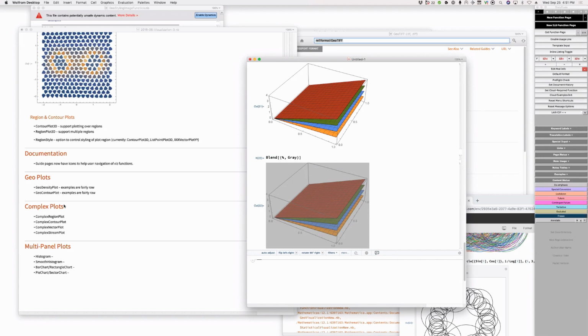Okay, let's keep going here. Multi-panel plots. There's nothing to look at with those. It's just the list of things that are going to get multi-column layouts as extensions to chart layout. I can't remember if Smooth Histogram uses chart layout or plot layout. I think plot layout. Okay. All right.